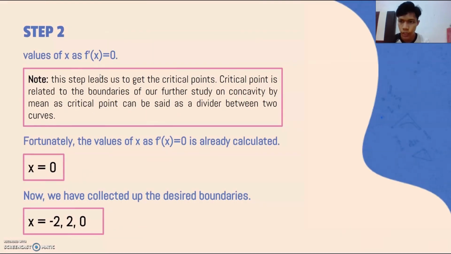Step 2, we have to find the values of x where f prime is equal to 0. Notice that we have to find it for the prime and not double prime. And fortunately, the value of x where f prime is equal to 0 is already calculated. That is x equal to 0, and now we have collected these three desired boundaries, which are negative 2, 2 and 0.